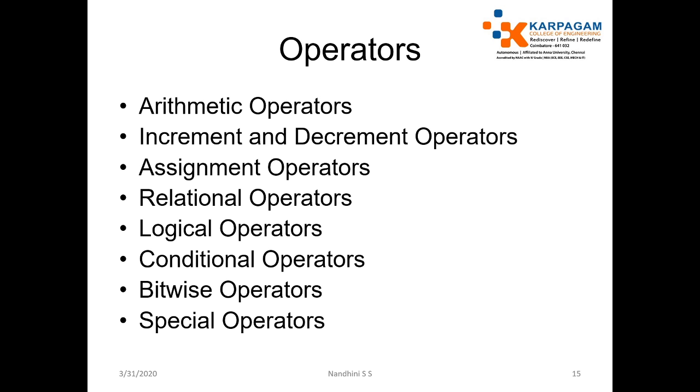Operators are the symbols which are used to perform some operations on the program. We have several kinds of operators, like arithmetic operators, for example plus, minus, division symbols. Then increment, decrement operators, like post increment, pre increment operator plus, post decrement, pre decrement operator minus, are the example for increment, decrement operator. The assignment operators like equal to symbol. Then we have relation operators like less than, greater than, or equal to.